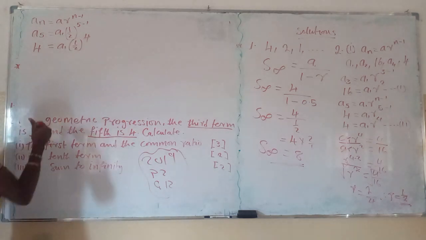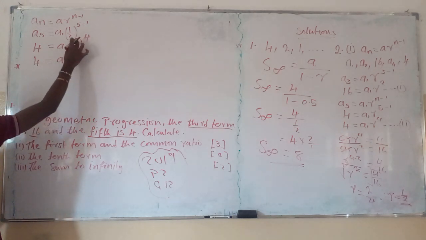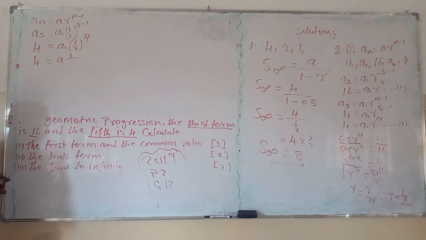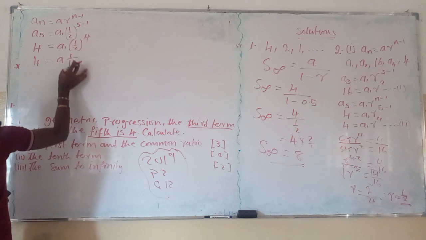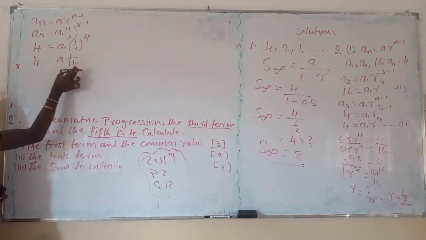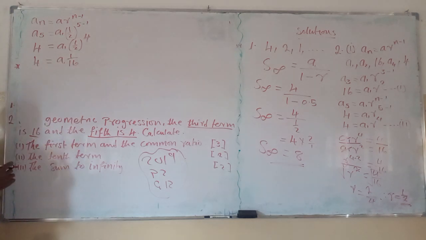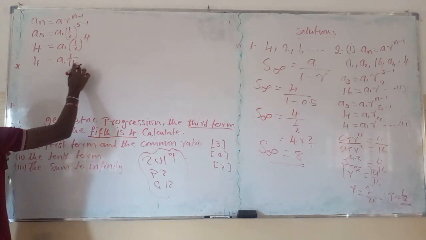So how do we work out this one? We are saying 4 is equal to first term times 1 over 2 to the power 4. 2 to the power 4, that is 16. We have simplified this part, which gives us 1 over 16. Now we need to get rid of this 1 over 16 so that we have our first term. So how do we get rid of this one? We are going to multiply both sides by 16.